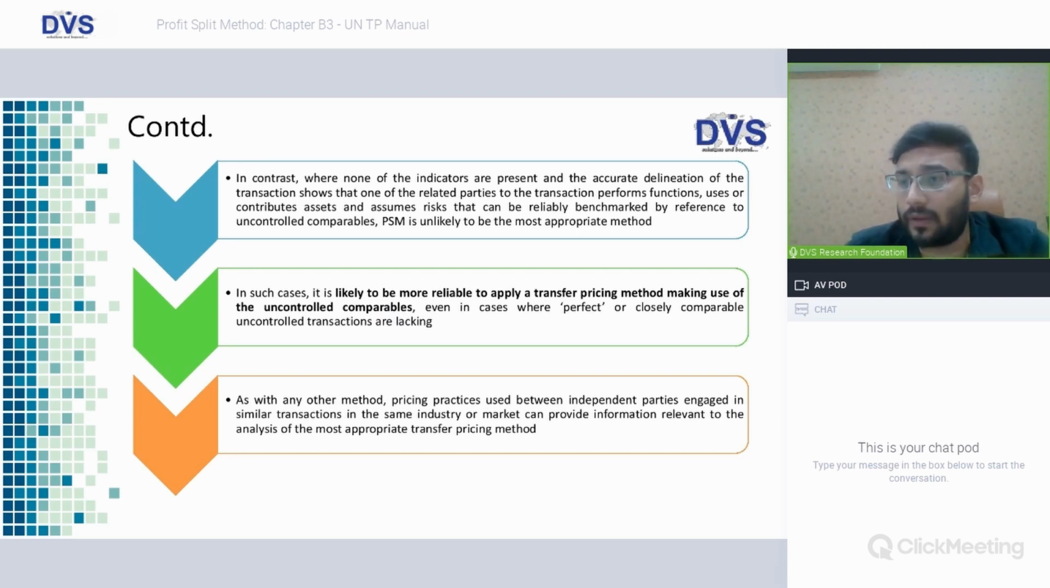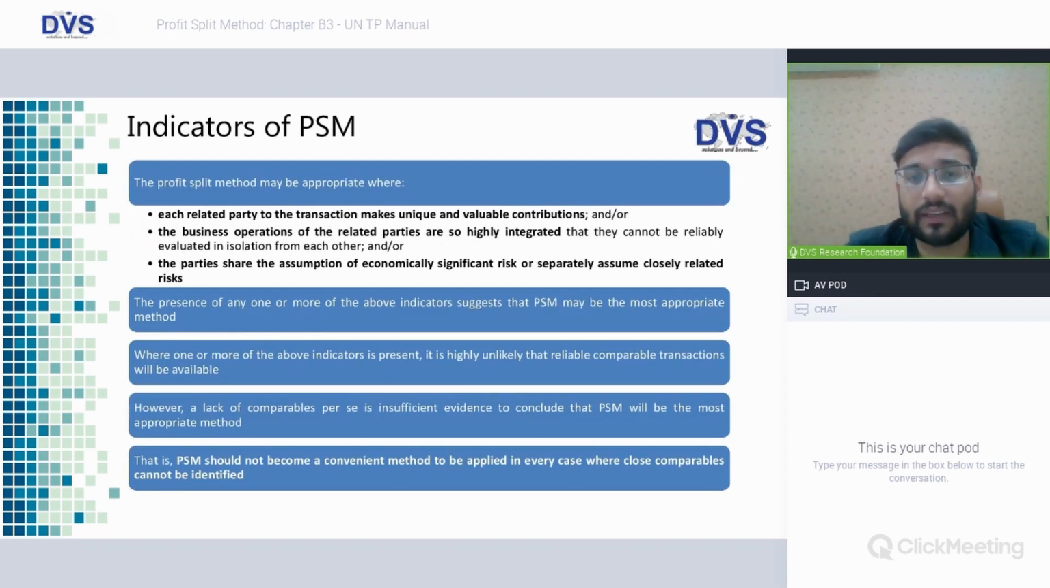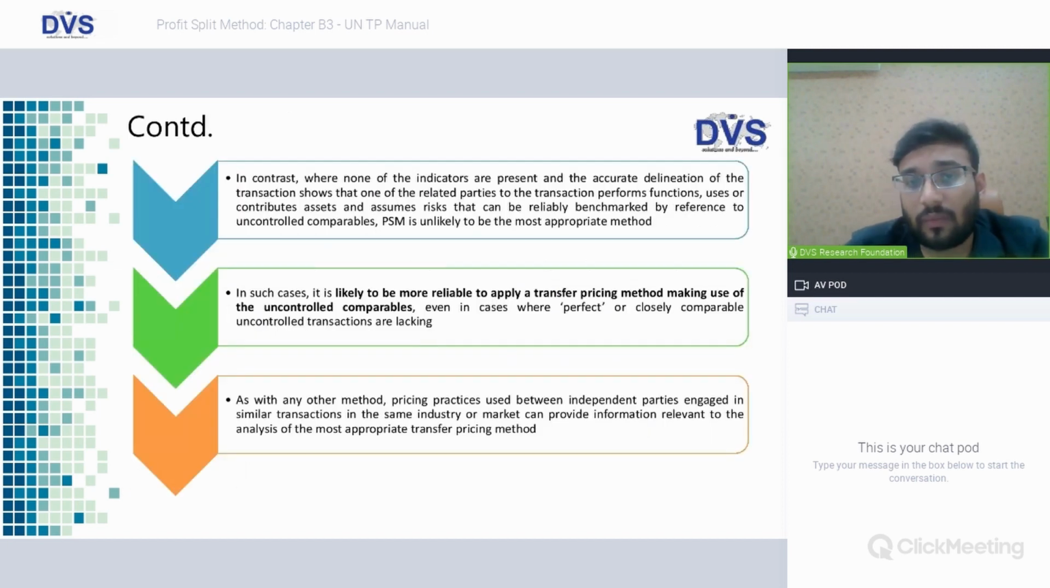Where none of the indicators are present, as I said, friends, the transactions are highly integrated, second, every entity makes unique and valuable contributions, and thirdly, there is sharing of risks. If none of them are present, then PSM may not find its relevance, friends. It is likely to be more reliable to apply a transfer pricing method making use of uncontrolled comparables, even in cases where perfect or closely comparable uncontrolled transactions are lacking. So if these three parameters are not there, it is better to use a transfer pricing method apart from PSM.